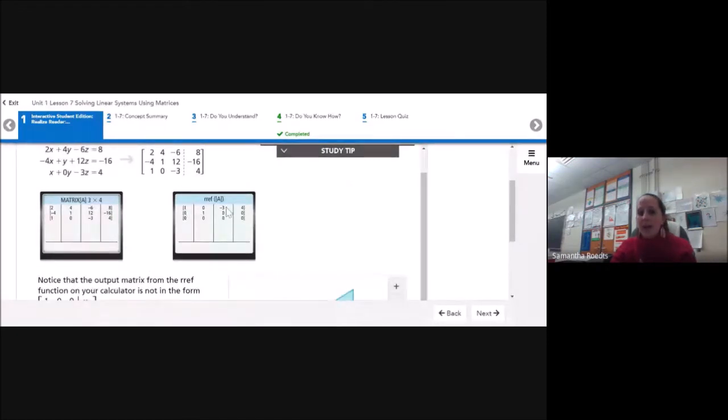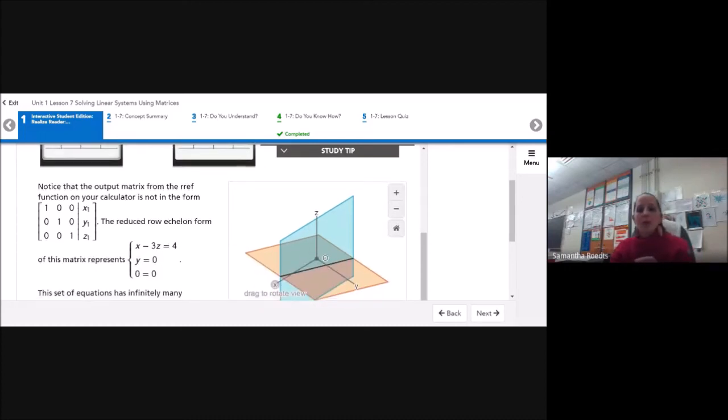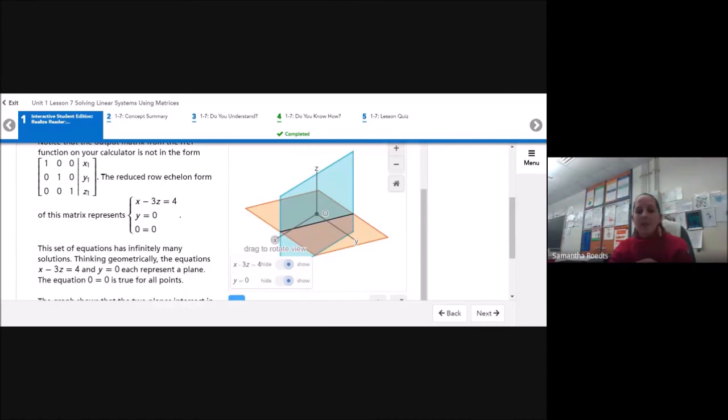So if I have an x and a z or an x and a y, and I reduced row echelon formed it, but I have this type of thing up here, that means that it's infinitely many solutions. It doesn't mean you did something wrong, although double check and go back and make sure you entered everything correctly, but it doesn't mean you did anything wrong, okay? So the set of equations has infinitely many solutions.